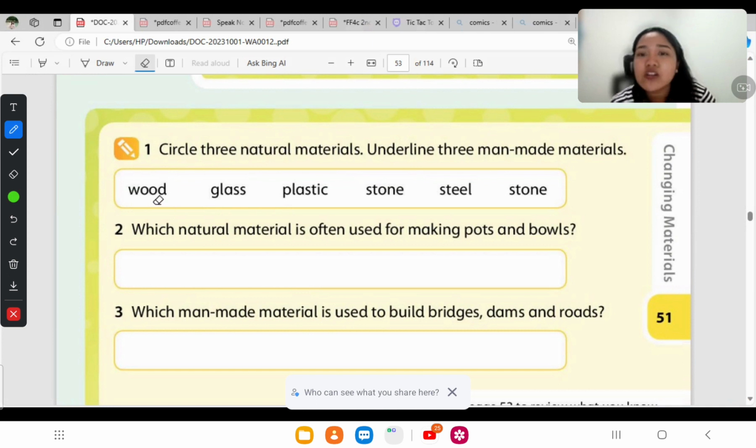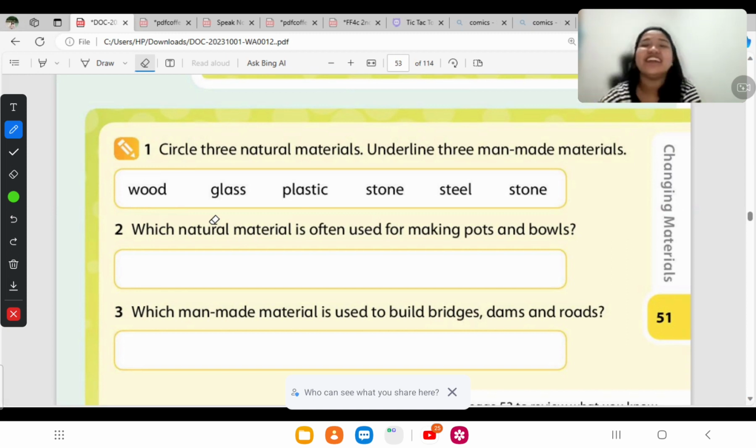Wood, is that natural or man-made? Okay, it's man-made. The wood is like a rock, it's natural. Like a log. Log, yeah. It came from the wood also.